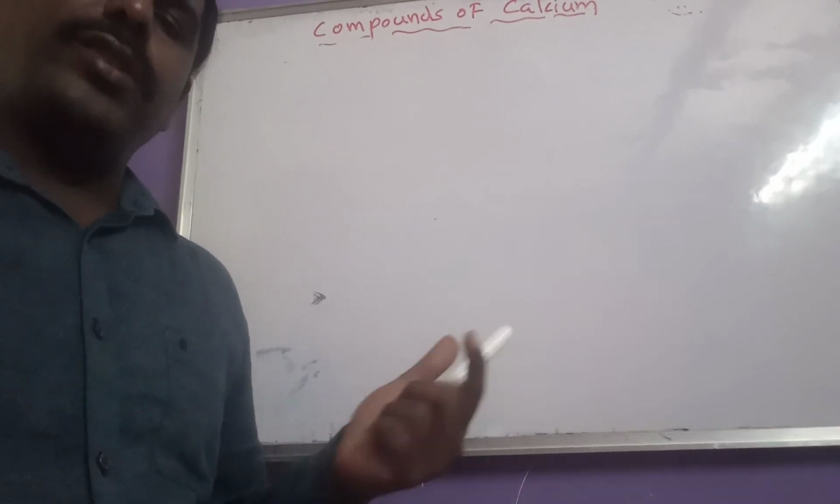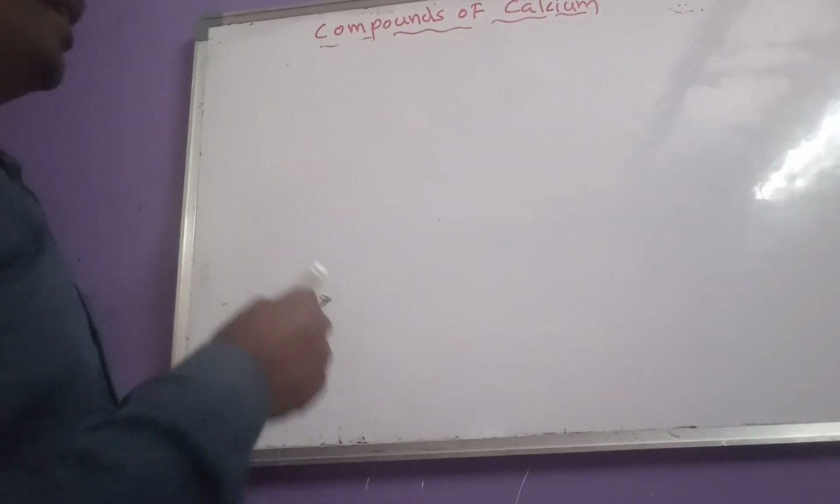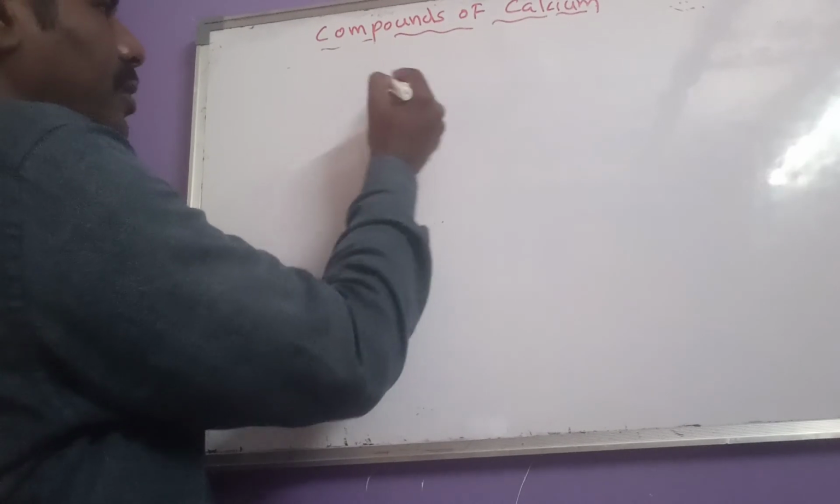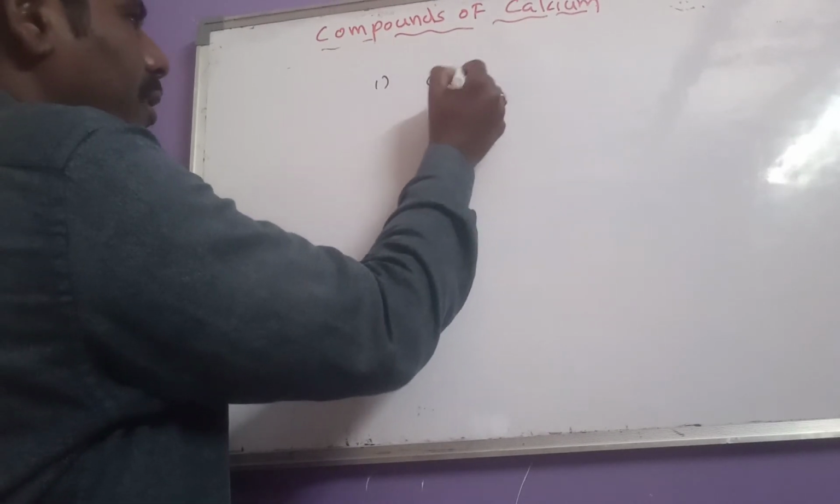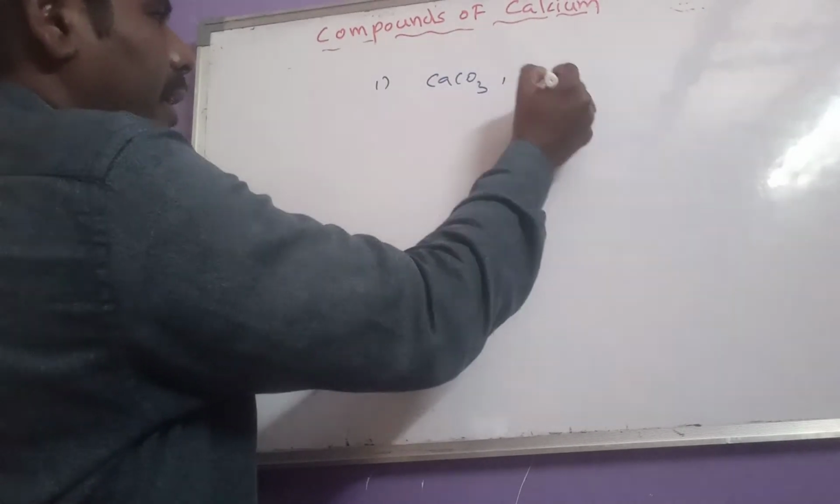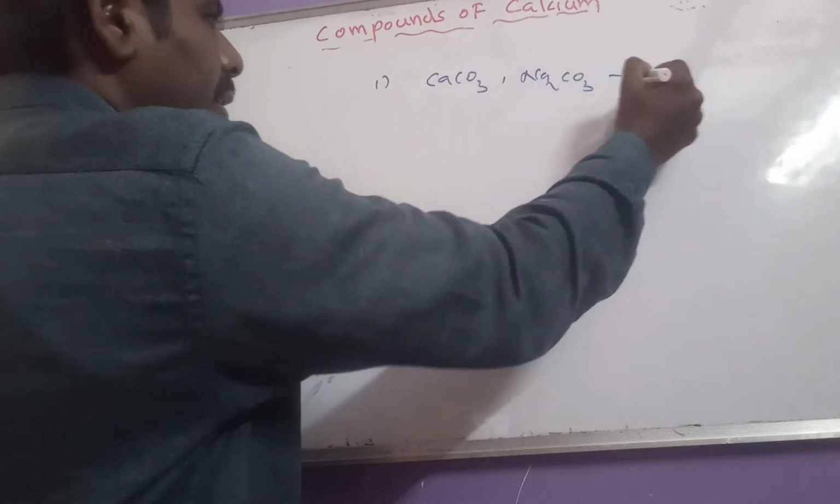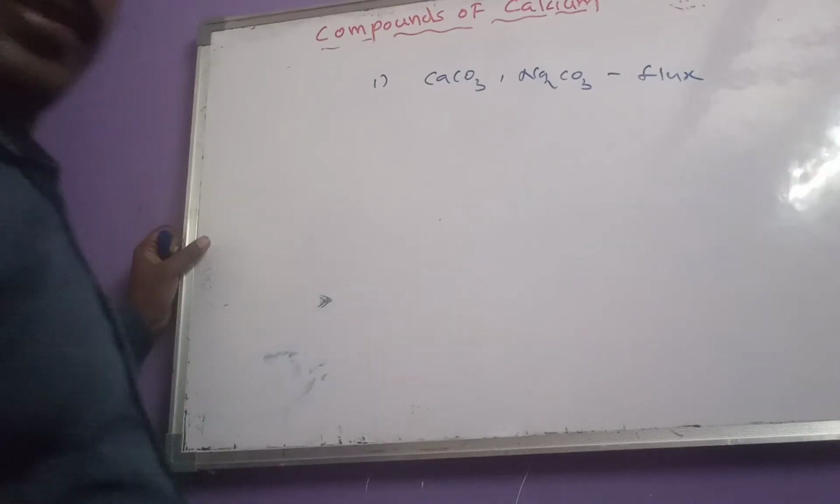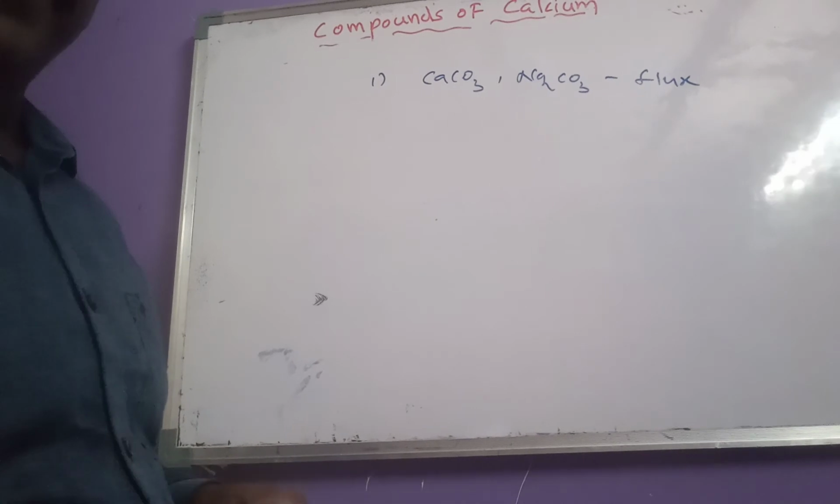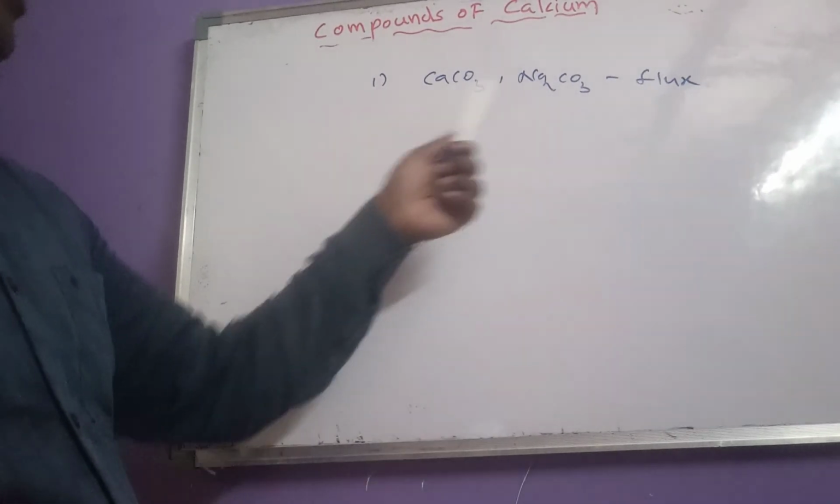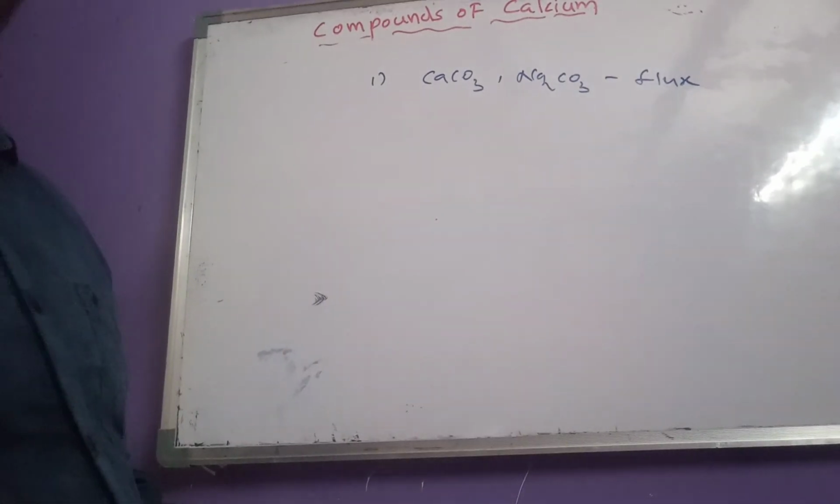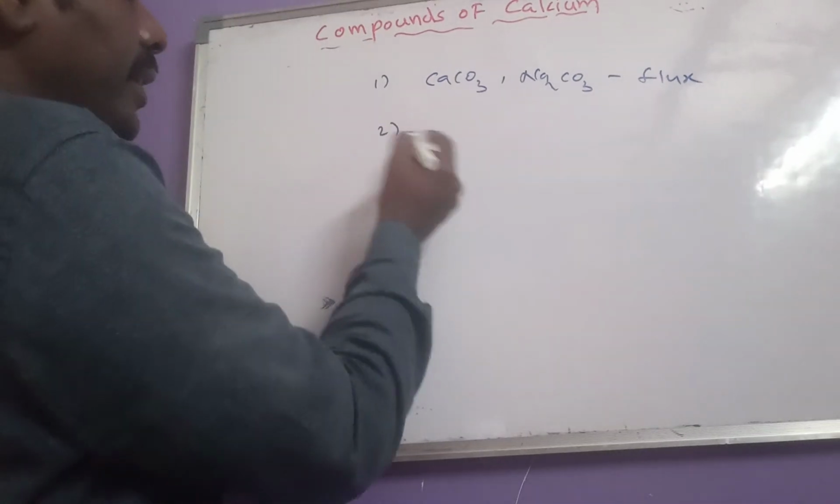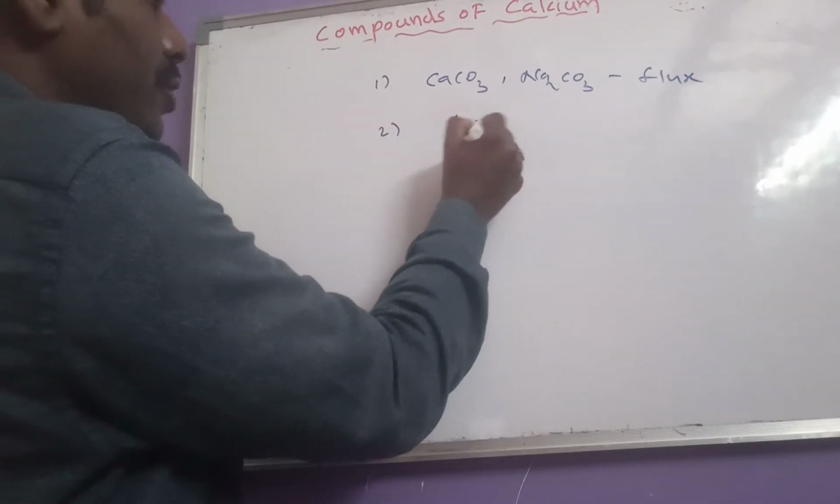And what are the uses of this limestone here? Let us see. The first one is a mixture of CaCO3 and Na2CO3. These are used as a flux in metallurgy, meaning in the extraction of metals. These are used as flux.